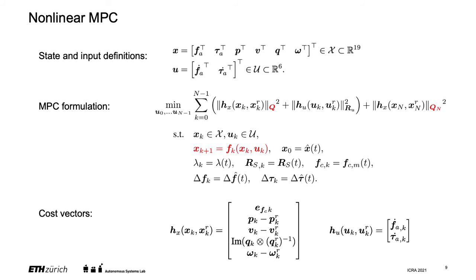Finally, the cost vector h includes both the pose error as well as the force tracking error at the end effector. We use the information of the flight mode to adapt the system dynamics and the weight matrices Q and Qn in the cost function. That way, we set the cost on the force tracking error to 0 when the platform is in free flight.